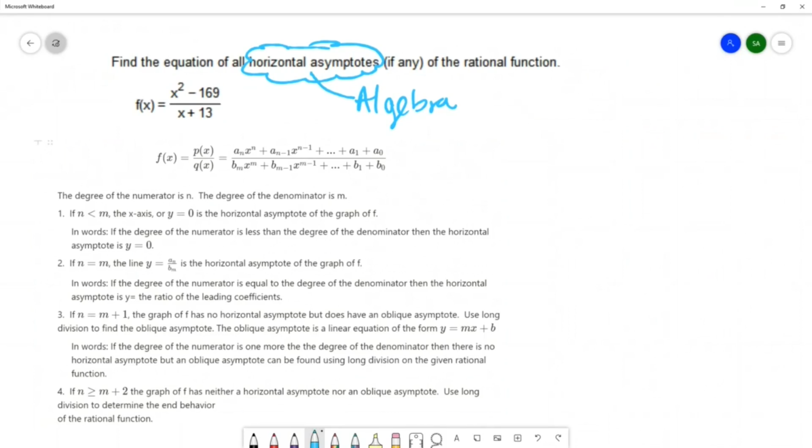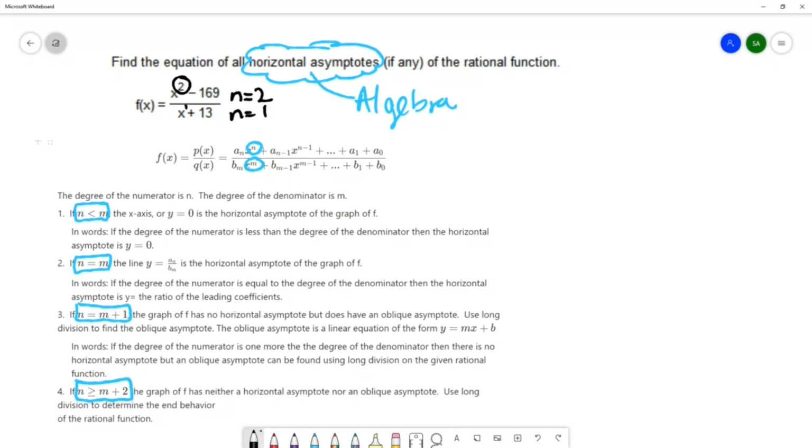So these rules that we follow involve looking at the degree of the numerator and the degree of the denominator. So you'll notice that in all of these rules we're using n and m, and those are the degree of the numerator and the degree of the denominator. So let's take a look. In this example, the degree of the numerator, n, is equal to 2. That's the highest power on x. And the degree of the denominator is 1, and that's the highest power on x.